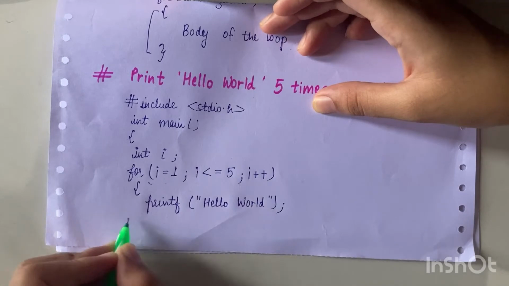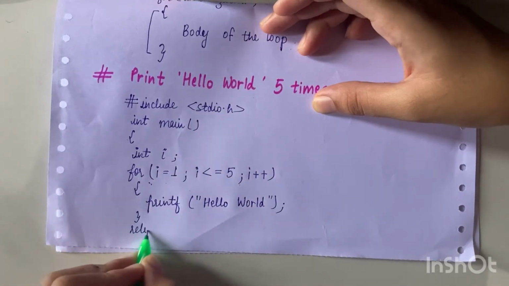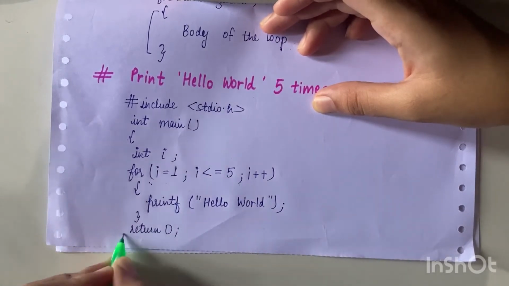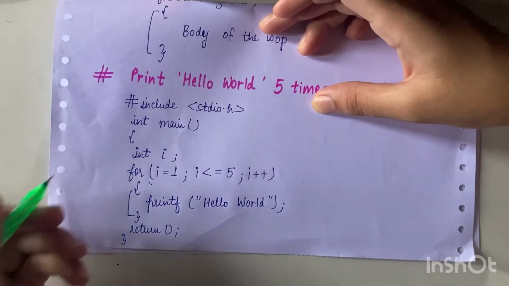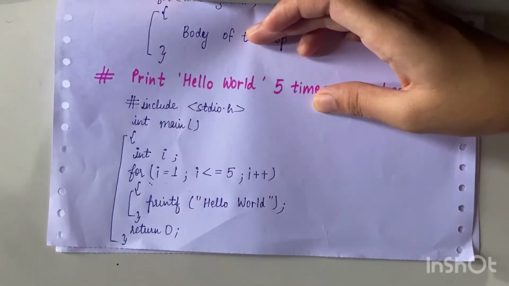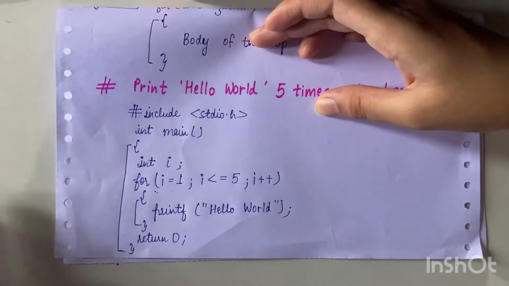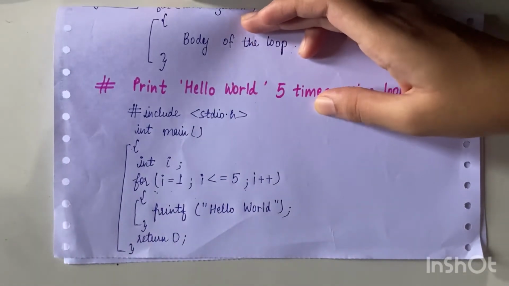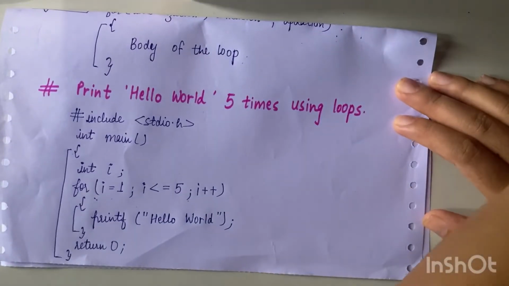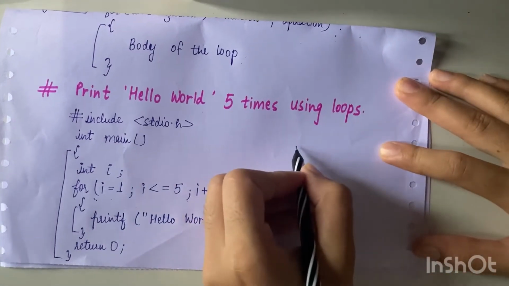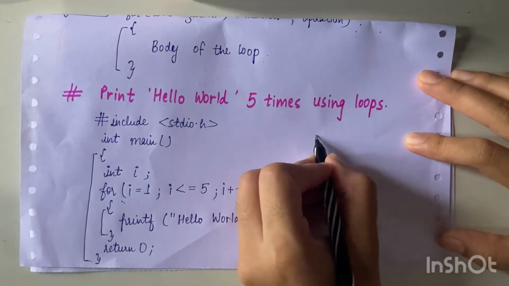So that's how we close the loop. Then we write return 0, close. So this is the loop and this is the main function. So this is how we write a code using loops. Now let's dry run this code, to see how loops work in C. You'll get a better idea.